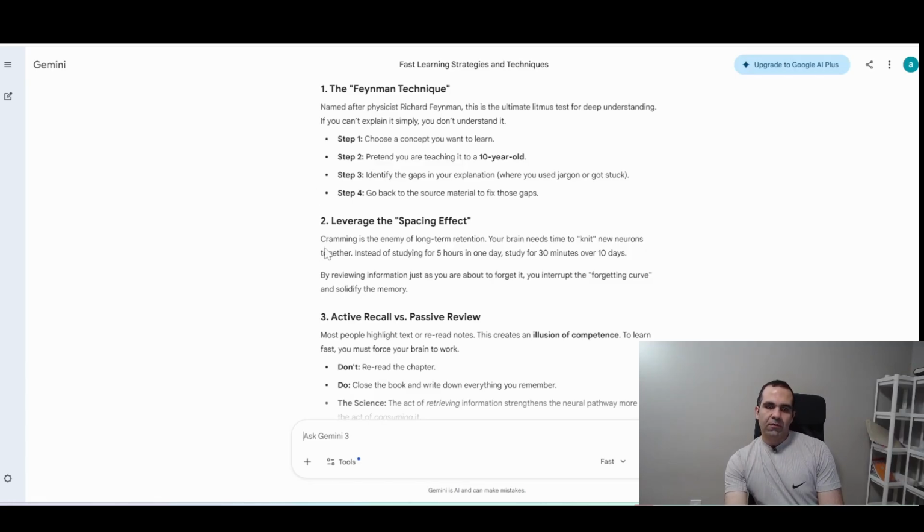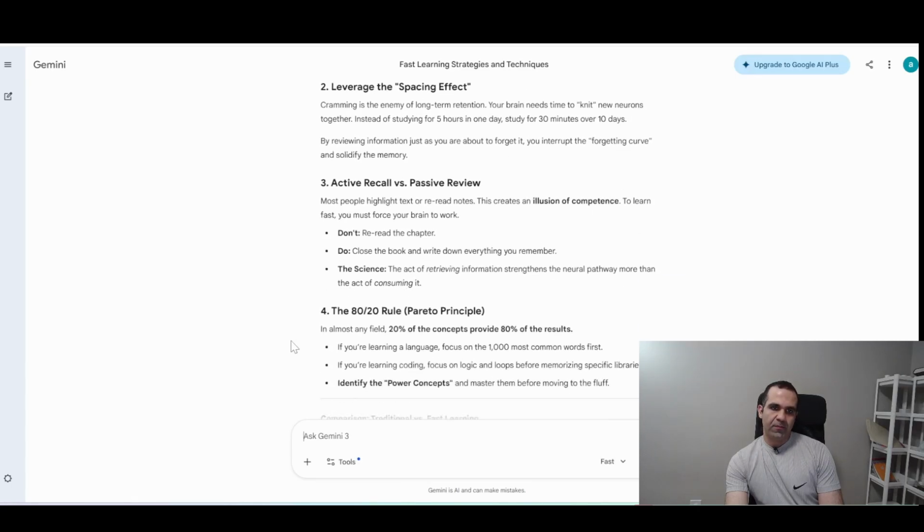I didn't know. Leverage the spacing effect. Cramming is the enemy of long-term retention. Your brain needs time to knit new neurons together. Instead of studying 4 or 5 hours in one day, study for 30 minutes over 10 days. So leverage the spacing effect. By reviewing information just as you are about to forget it, you interrupt the forgetting curve and solidify the memory.